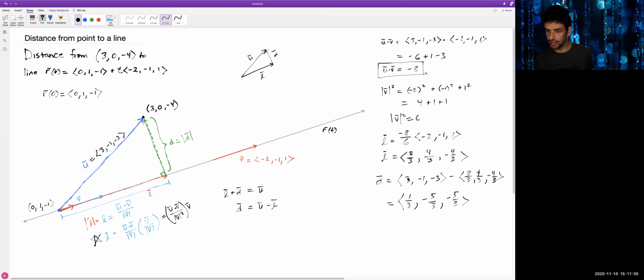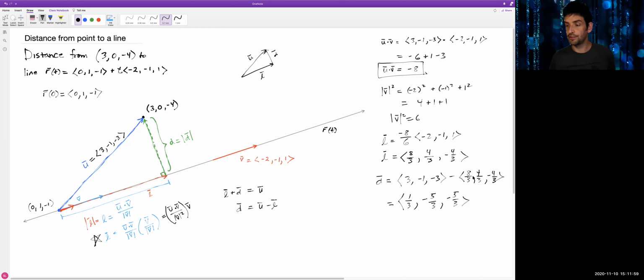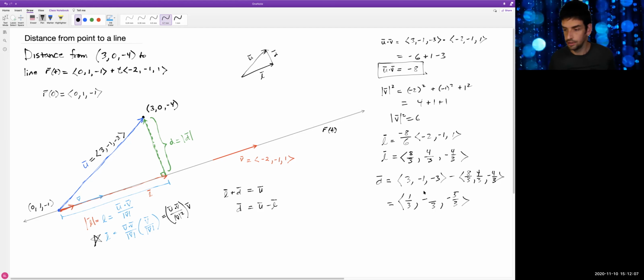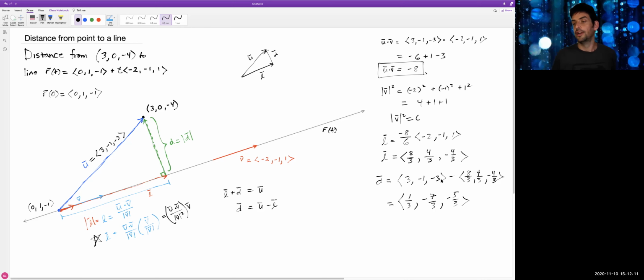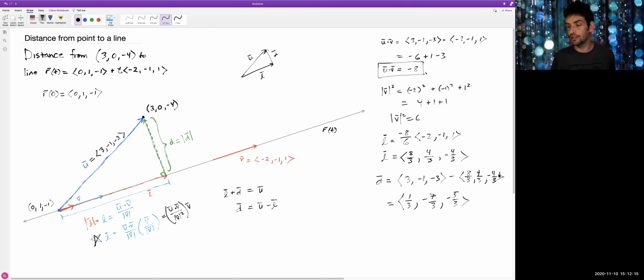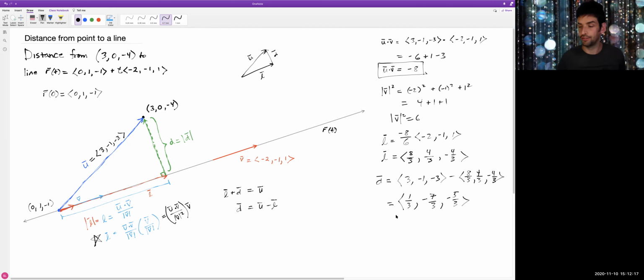Again, let's double check that. 9 thirds minus 8 thirds is 1 third. Negative 3 thirds minus 4 thirds is negative 7 thirds. Oops. This is what I get for skipping steps. Negative 9 thirds minus minus, so plus 4 thirds, is negative 5 thirds.